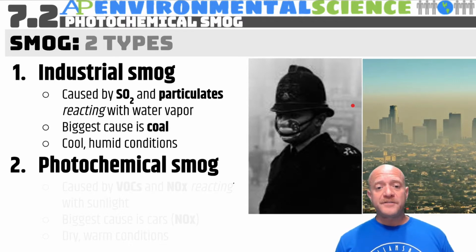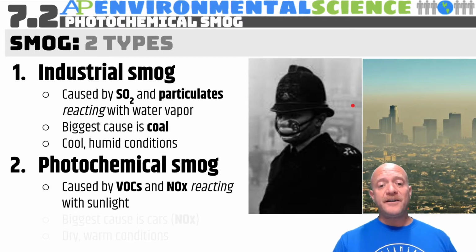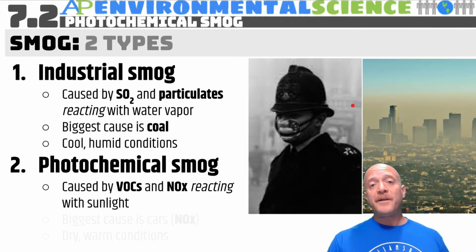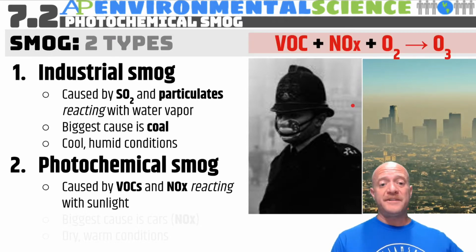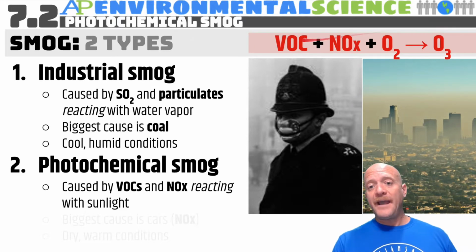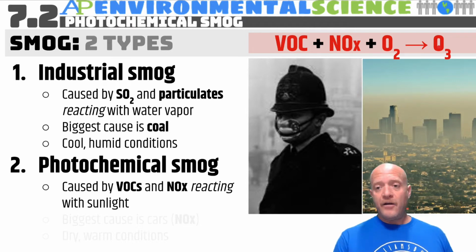Now, photochemical smog is a little bit different. Well, it's a lot different, actually. It's caused by VOCs, volatile organic compounds. Hydrocarbons are examples of VOCs, but also with NOx, nitrogen oxides. And they are reacting with sunlight, or the energy from the sunlight. And the reaction is VOCs plus NOx plus oxygen gives you ozone. And I'll go into a little bit more of the chemistry in a moment.